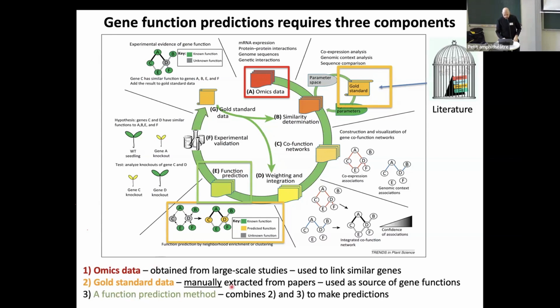And the third ingredient is a gene function prediction method. This could be, for example, methods such as sequence similarity approaches, co-expression, and so on. The function prediction method uses the omics data and the gold standard to, for example, build co-expression networks where we know what the green genes are doing, and then we can predict what the gray genes are doing because they're connected to them.